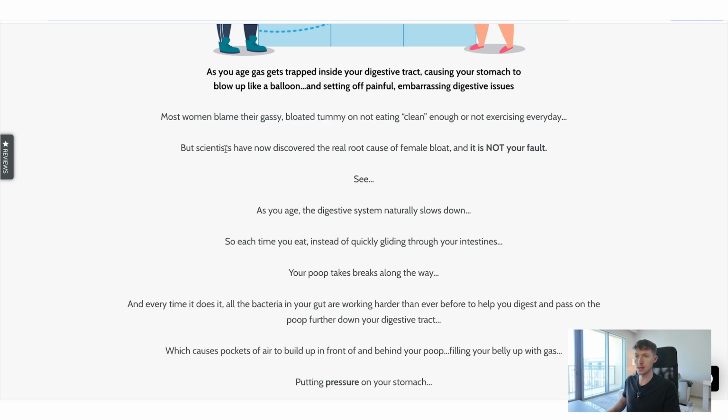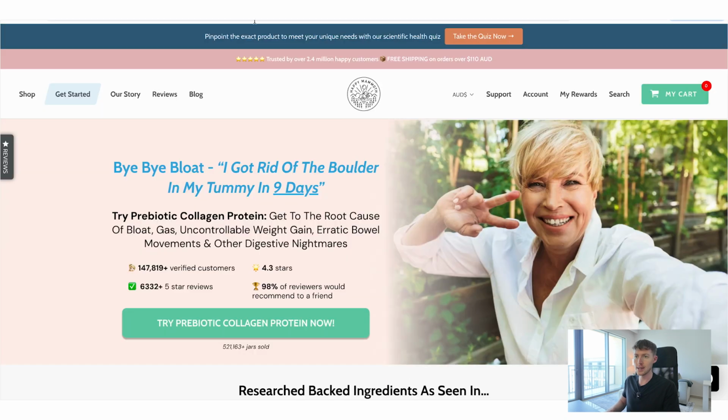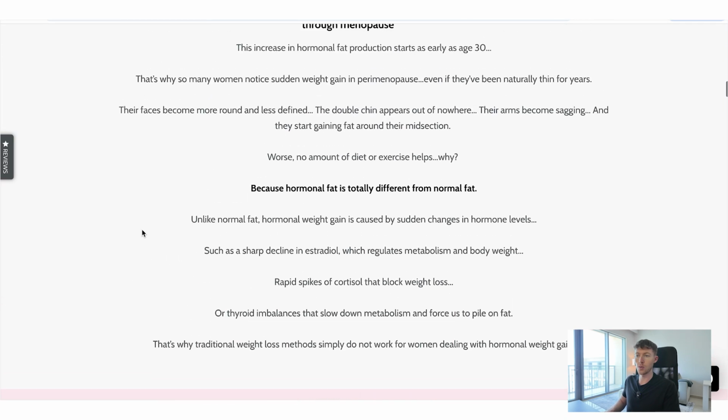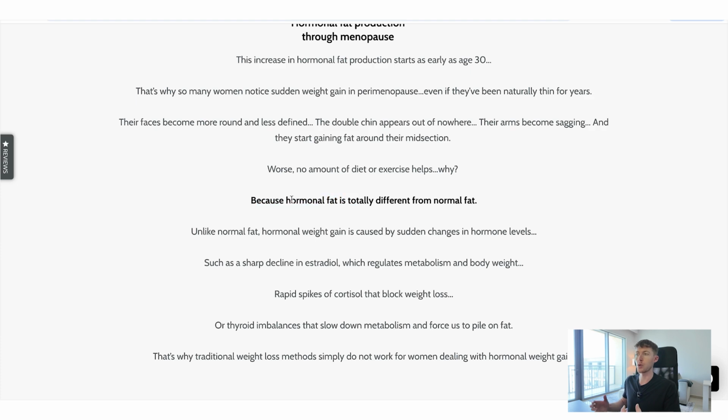Most women blame this and that. Scientists have now discovered the real root cause. As you age, the digestive system naturally slows down each time you eat. So we're introducing a new idea. We're getting into the education side. Here we can see that hormonal fat is totally different than normal fat, right? We're introducing a new idea. So I think we get the point there, right?